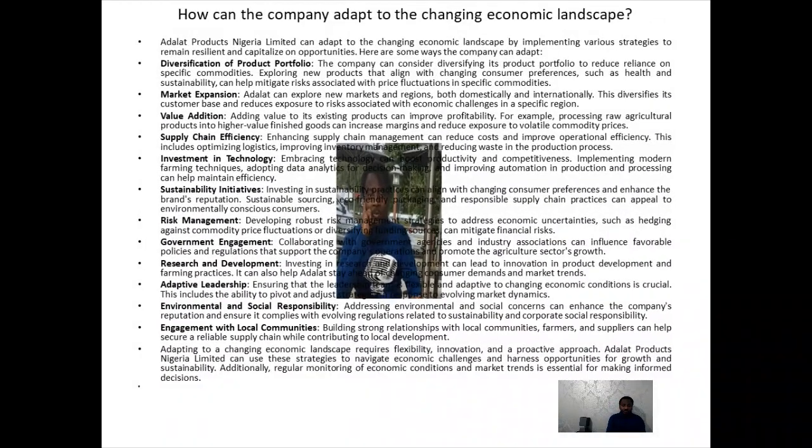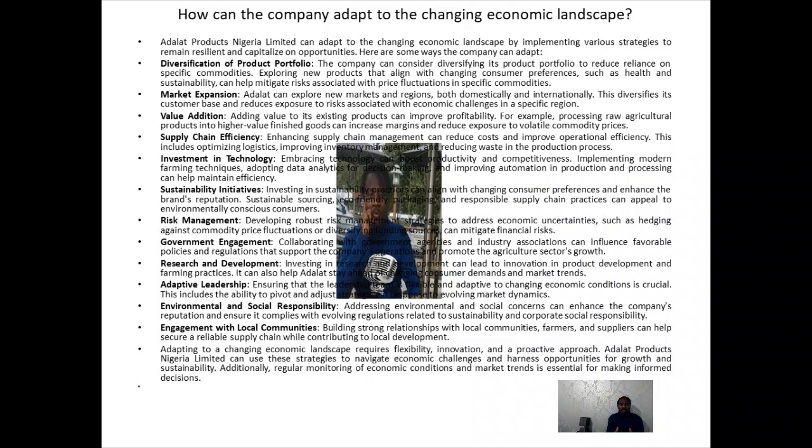Now another question can be in the form of, how can the company Adalat adapt to the changing economic landscape? And it's very good that this question is proposed after we had looked at the economic outlook of the nation as a whole. Now let's look at the adaptation mechanism for Adalat.